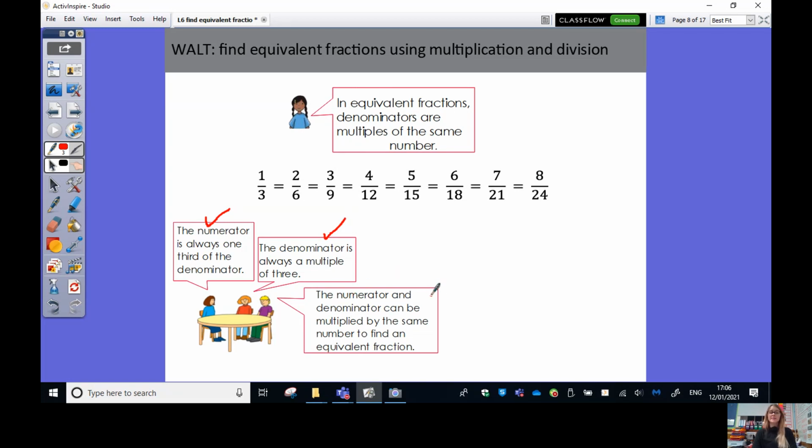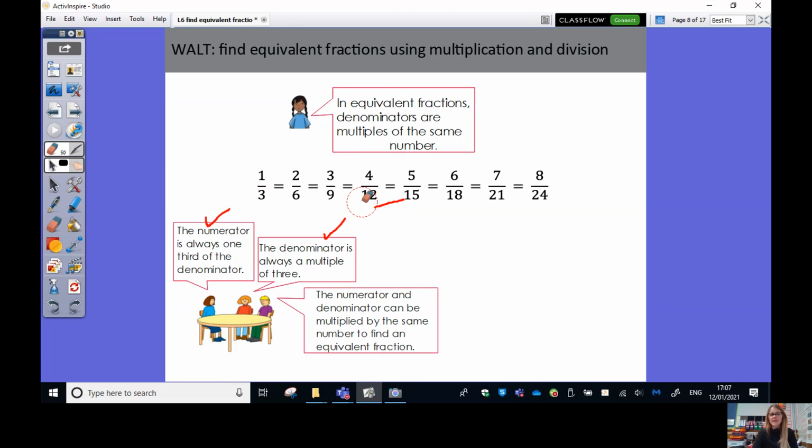The numerator and denominator can be multiplied by the same number to find an equivalent fraction. So let's have a look at that in a bit more detail. So if I start from my third, 1 times 4 is 4, and 3 times 4 is 12. So they can both be multiplied by 4 to find a new fraction. Let's check another one. 1 times 5 is 5. And 3 times 5 is 15. So that one also works as well.